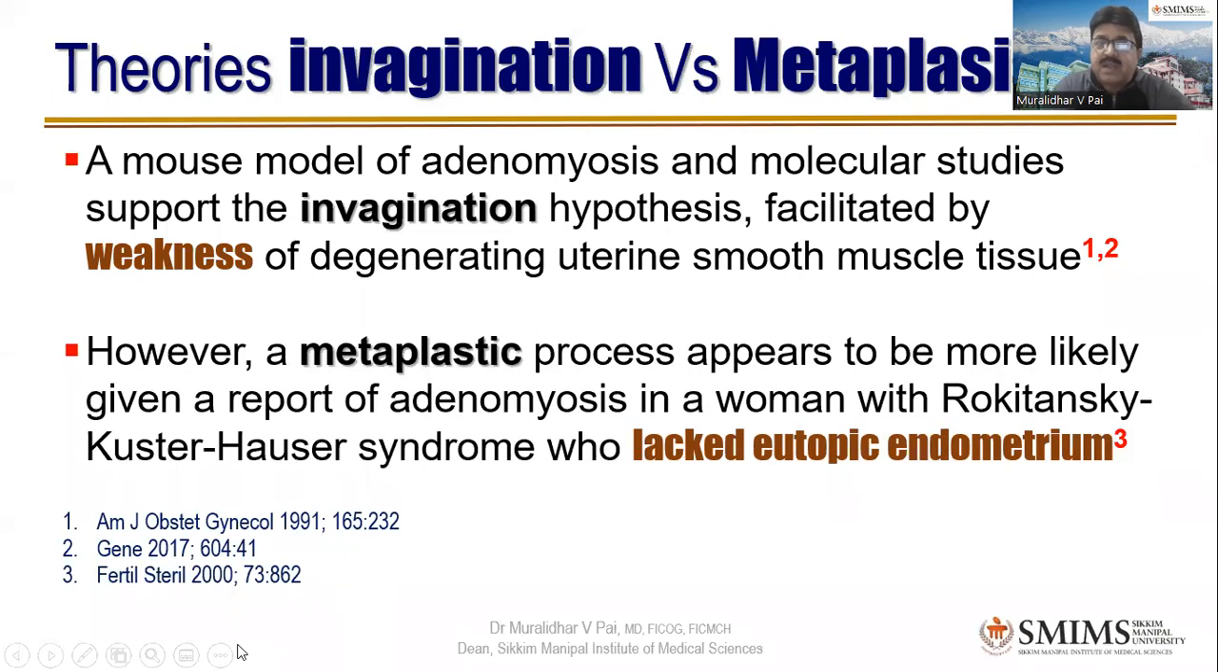Whereas the other one, which supports a metaplastic process, appears to be more likely given a report of adenomyosis in a woman with Rokitansky-Kuster-Hauser syndrome, that is RKH syndrome, who lacked eutopic endometrium. Now, how do you explain this? In a lady with RKH syndrome, we usually say there is no uterus, only a very small uterine bud will be there. So when there is no uterus, there is no uterine cavity, yet whatever small bud there was had some endometriotic tissue in its wall. So how do you explain that? You can explain that only through a metaplastic process theory. So thus, both the theories are supported. One is the invagination theory, the other one is the metaplastic process, de novo Mullerian rest.